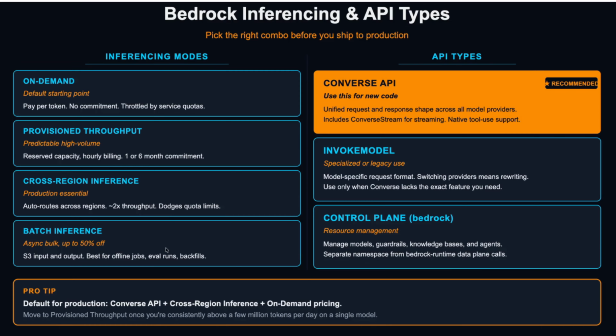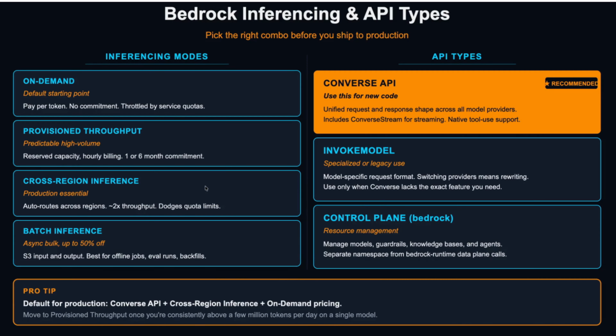First one is on demand. That is the default starting point. You just have to pay per token, no commitment, and it can be throttled by service quotas. Then you have provisioned throughput. Let's say you have some critical applications being built, and those applications require Bedrock inferencing. In that case, you can provision throughput as well. You know that you have a high volume coming up, and you don't want it to get throttled. Use provisioned throughput in that case.